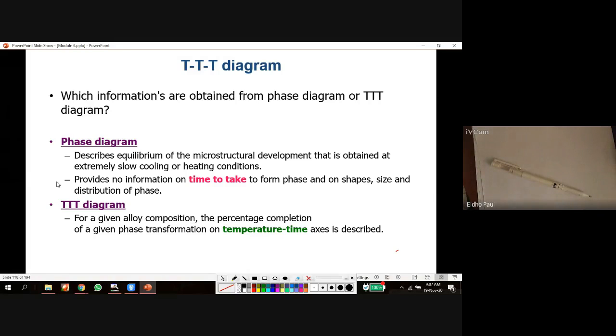Okay, so in this TTT diagram, we consider time for cooling as well as heating. Along with the composition, we consider time also, to describe the rate of cooling or heating. So what happens to the phases during different times, heating in different time or cooling in different time? That is explained by the TTT diagram.